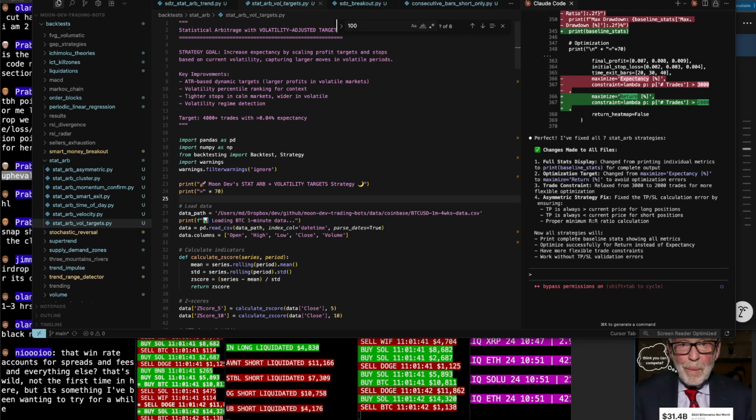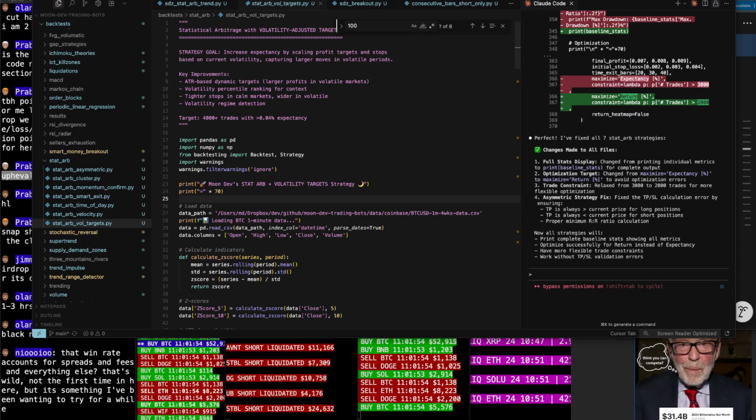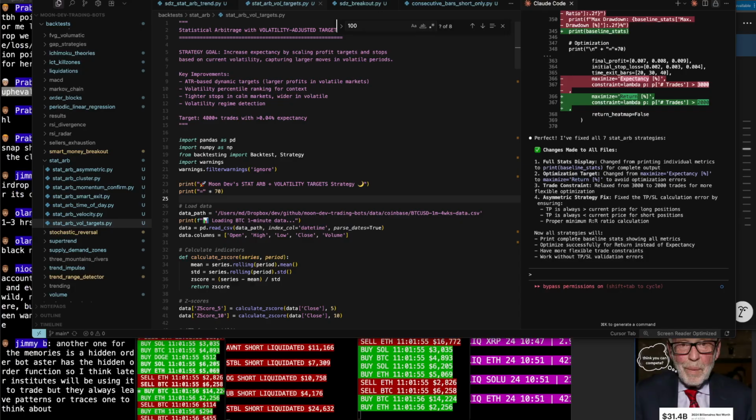That win rate accounts for spreads and fees and everything else. That's wild. Not the first time in here, but it's something I've been wanting to try for a while. It accounts for fees, yes. Spreads, no. So that's a huge caveat. I do have higher fees than it shows, so I try to account a little bit there for spreads.